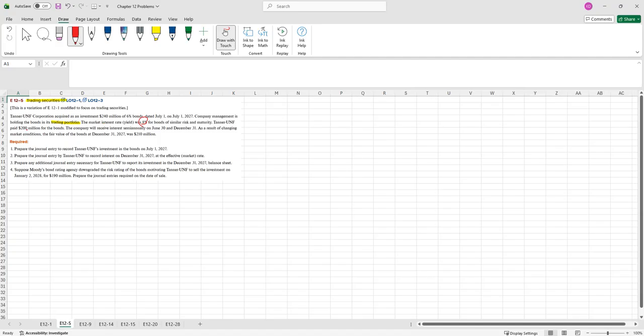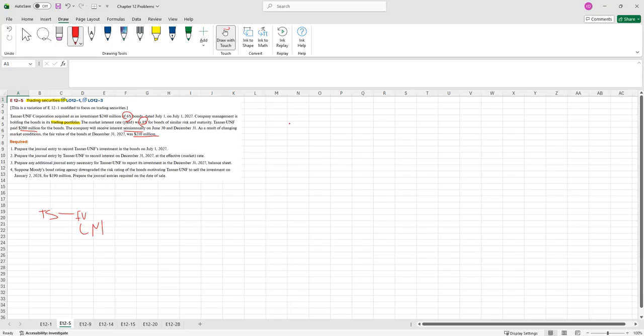It looks like they paid 200 million for the bonds. So the stated rate is 6, the market rate is 8. They paid 200. Okay, that makes sense. Again, there's a discount. Interest semi-annual, and the fair value of the bonds at the end of the year period is 210. So with trading securities, how we will present these on the balance sheet is essentially fair value with any changes going to net income. So essentially those unrealized gains or losses.